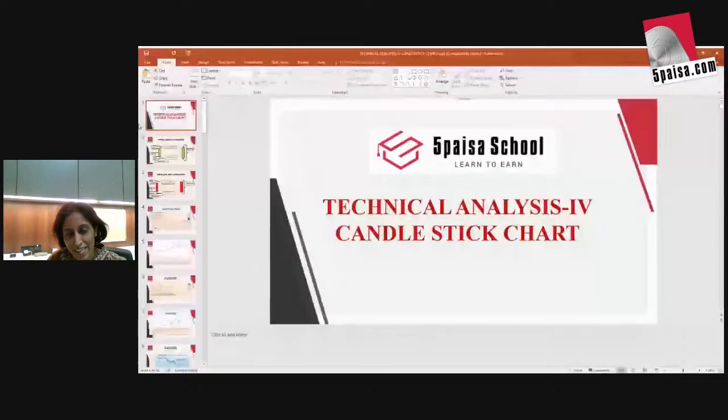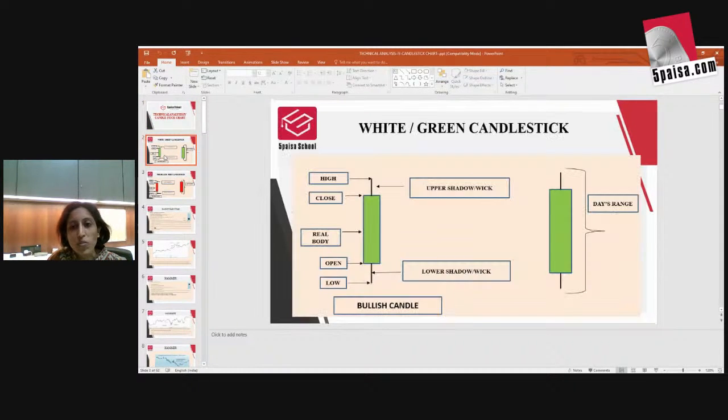And in this fourth session of technical analysis, we are going to continue with our candlestick chart types. If you recall what we had done in the previous sessions, we started off with understanding when can we consider a candlestick as bullish and when we will take a candlestick as bearish in nature.